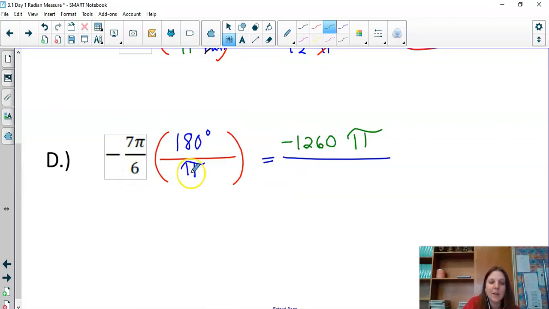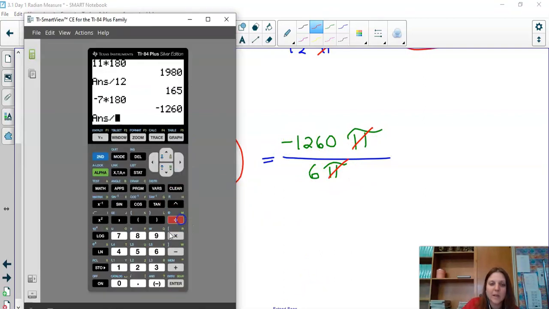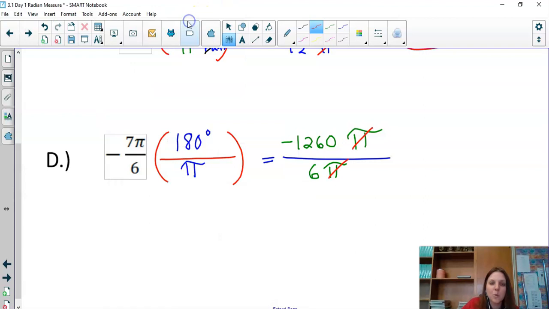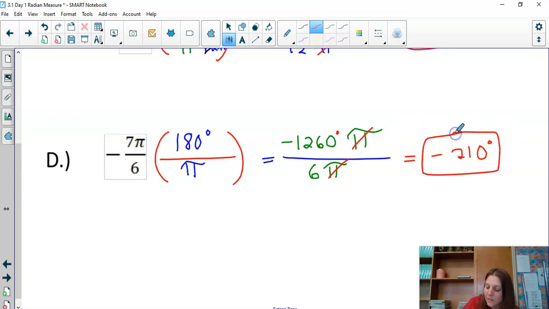And in the denominator, 6 times pi. This negative went with the 7. Don't use it again for the 6. So it just goes with one number or the other, not both. 6 times pi is 6 pi. Just like the one above, the pi's are going to divide out, and you're going to be left with negative 1,260 divided by 6, which ends up equaling negative 210. Negative 210. And again, this was degrees, which technically carries over to here. And so this would be negative 210 degrees.